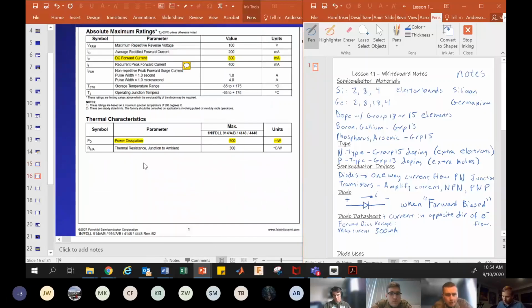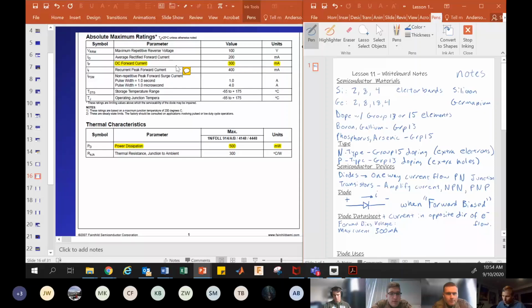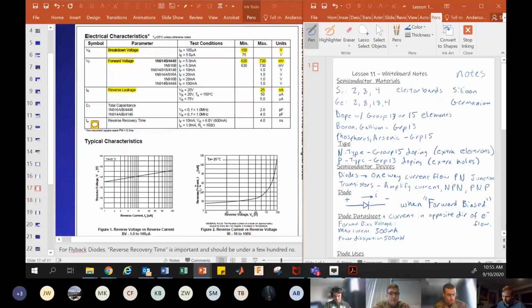They have something there called maximum repetitive reverse voltage. Oh, power dissipation is 500 milliwatts. That's probably important. That will tell you how hot you can make it before it melts. So that's good to know, depending on what you're using it for.